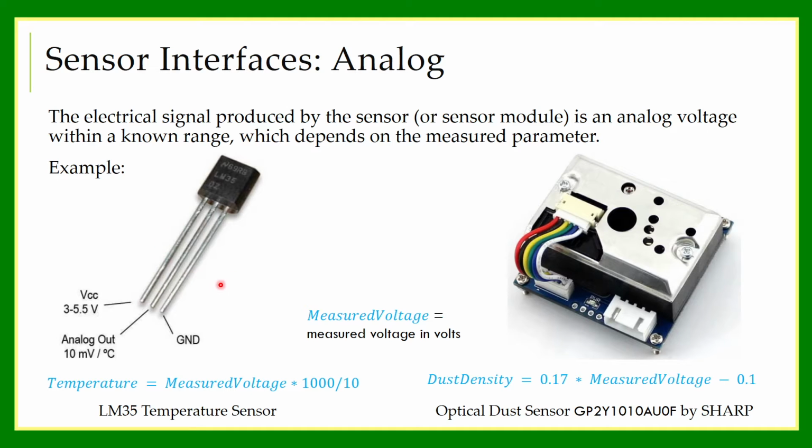The first one is an analog temperature sensor LM35. The second one is an air particulate sensor made by Sharp Semiconductor, which uses an infrared LED as the source and a photodiode as the detector to detect the amount of light falling on it after getting reflected by the dust particulates. In both cases, the output voltage has a relation with the parameter that is being measured, as shown by these formulas.